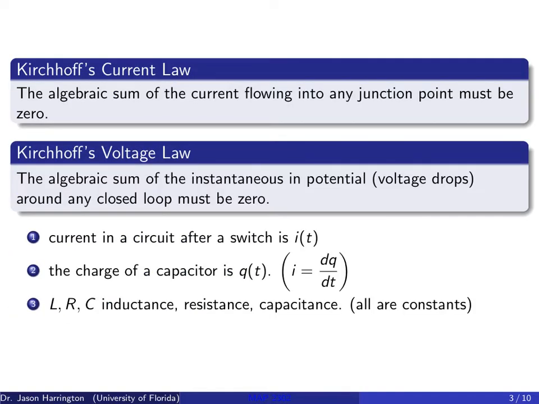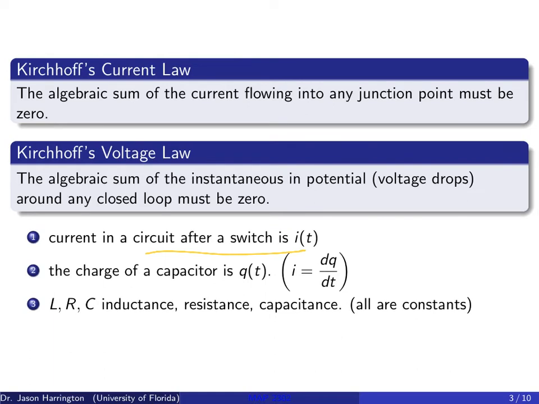A couple things. We have two laws, and they basically just tell us which one we want to solve for. Kirchhoff's current law says the algebraic sum of current flowing into any junction point must be zero. And then Kirchhoff's voltage law says the algebraic sum of the instantaneous changes in potential or voltage drops around any closed loop must be zero.